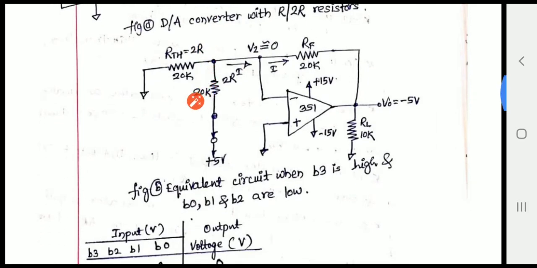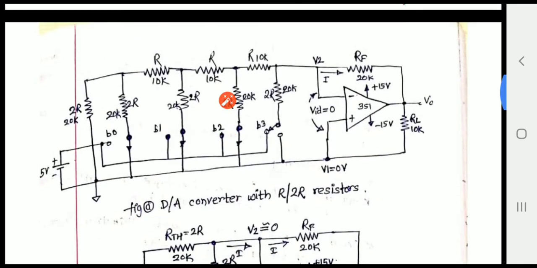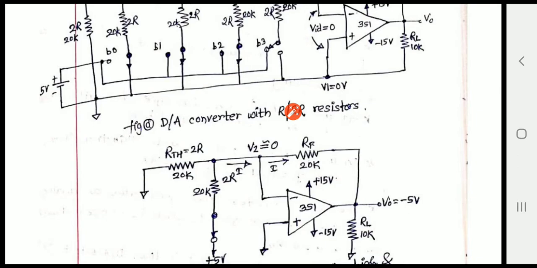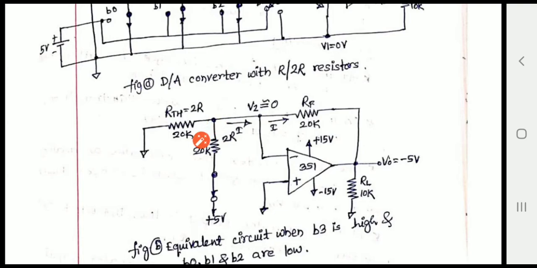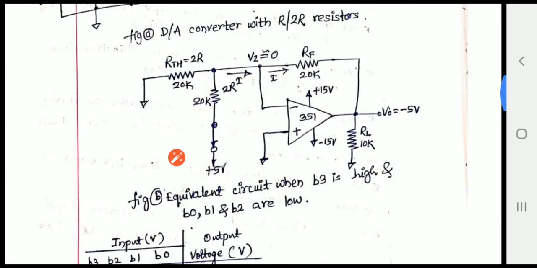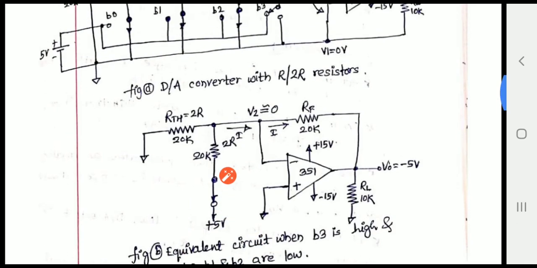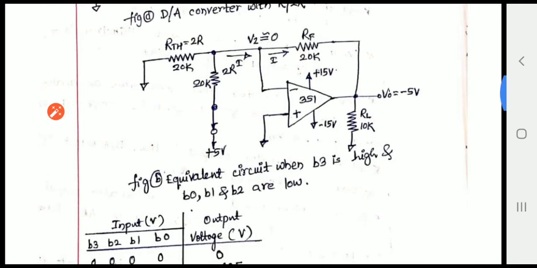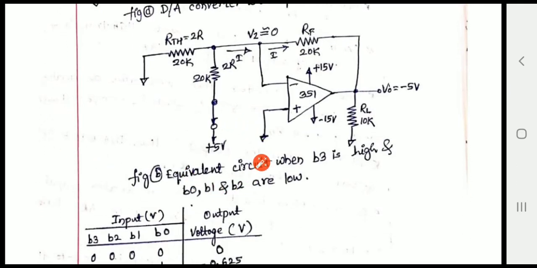So this RTH is nothing but 2R, and this is the remaining 2R which is shown in this circuit. Using Thevenin's equivalent resistance, we found the RTH here is 2R and this is another 2R which is connected here. And this is B3 which is connected to the plus 5 volt. That is what is shown here.